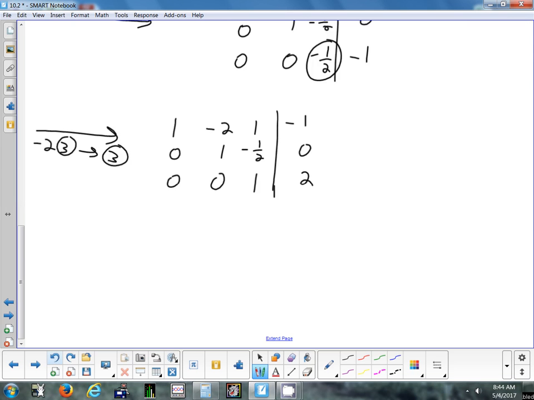Now, that's enough information to now solve our problem, and we should already know one of the letters. What does this last row say if you changed it back to an equation? Z equals 2. Right? It says 0x plus 0y plus 1z equals 2. There we go. There's our first answer. And the rest are going to come very quickly now. What's the second row say as an equation? Y minus 1/2 z equals 0.